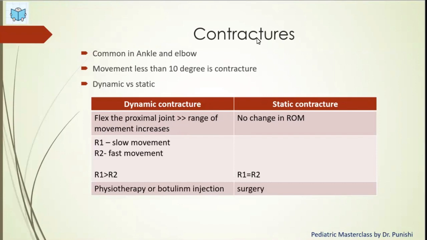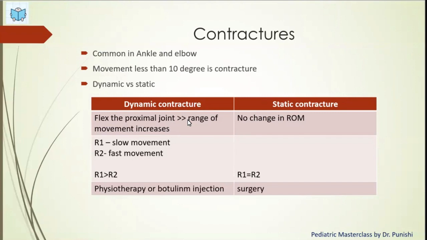Now, most important is what are the types of contractures and why is it important to differentiate the two? You can either have dynamic or static contractures. What do I mean by both of them? In a dynamic contracture, when I flex the proximal joint, there's increased range of movement. Let's say I'm suspecting contracture at the ankle joint. If I flex the proximal joint, so let's say I flex the knee, and the range of motion across the ankle increases, then that is called a dynamic contracture.